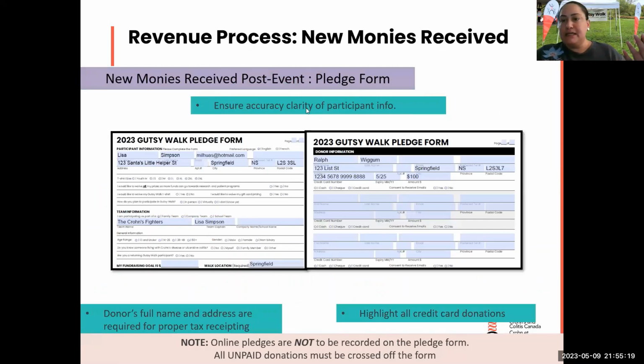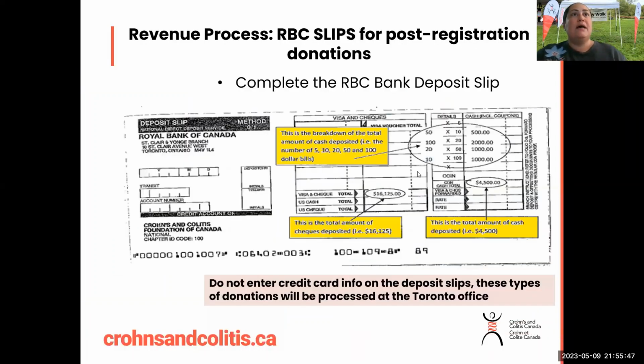If you receive any donation after you prepare your RBC deposit, you will need to go through the same process as checking the pledge form and all that. If someone brings you a donation after the event, you will need to ask them for a pledge form. And if they didn't fill it out, you will need to ask them to fill it out and make sure you have all the information. And if it's credit card, highlight the credit card information. And filling out the deposit slip is the same process.